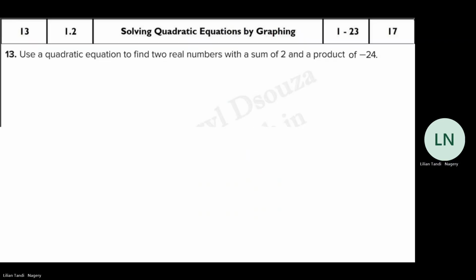Okay. So you've been told to use a quadratic equation to find two real numbers with a sum of 2 and a product of negative 24.